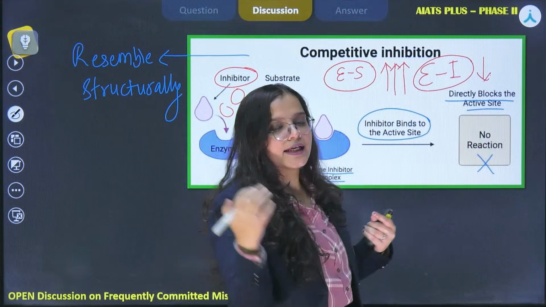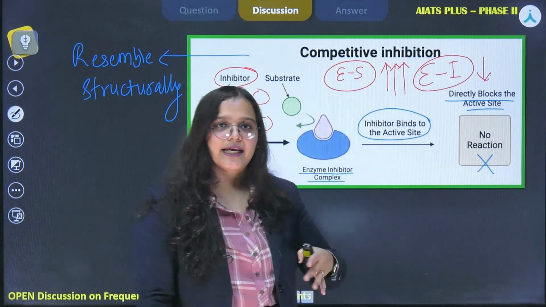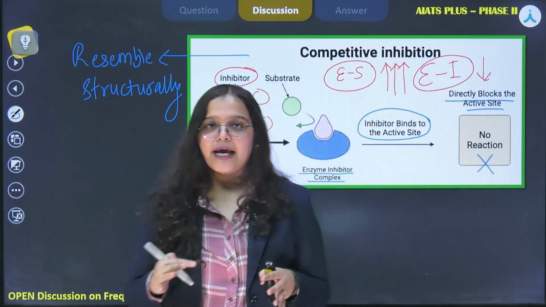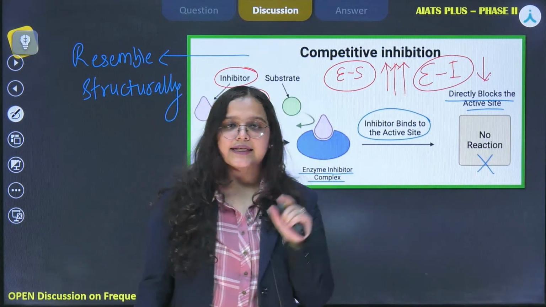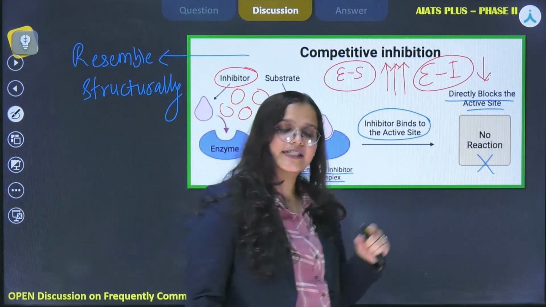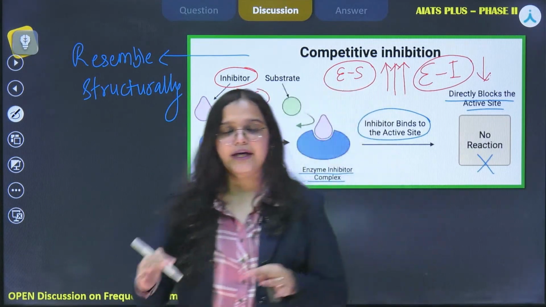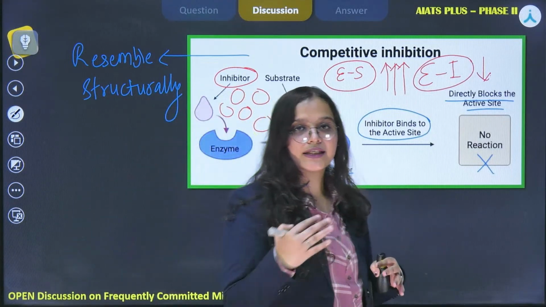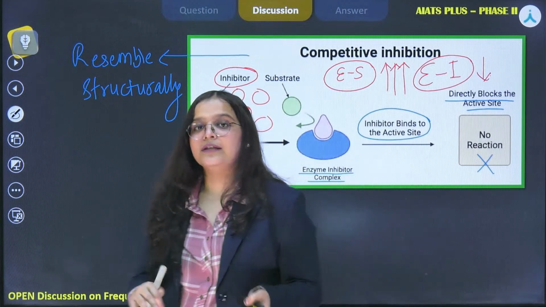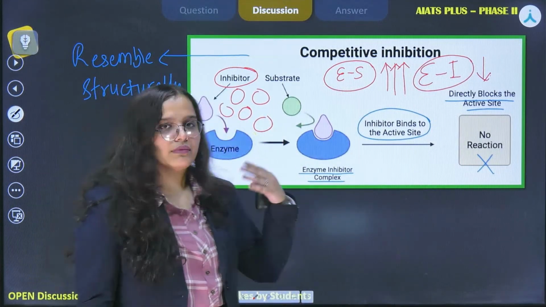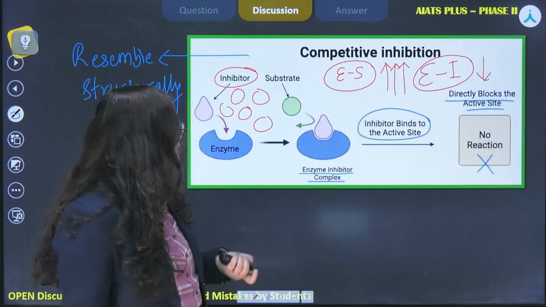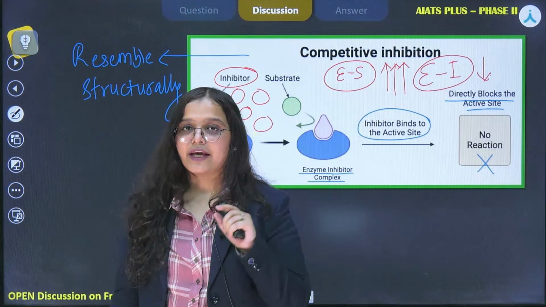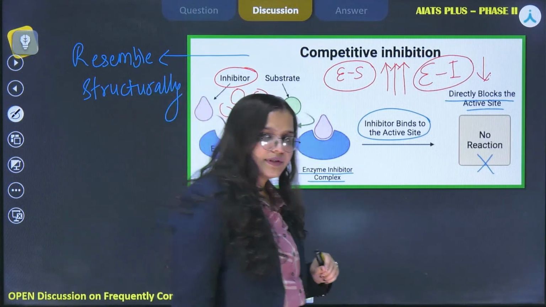The simple logic is, if the substrate molecules are more than the inhibitor, there will be a tendency that the substrate will bind to the enzyme, and the number of enzyme substrate complexes formed will be more as compared to the enzyme inhibitor complexes formed, and therefore the rate of reaction can be regained to its normal rate. So this is one of the important hallmarks of competitive inhibition.